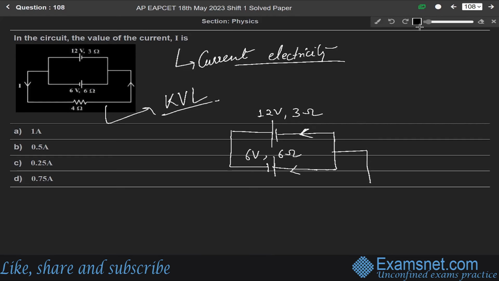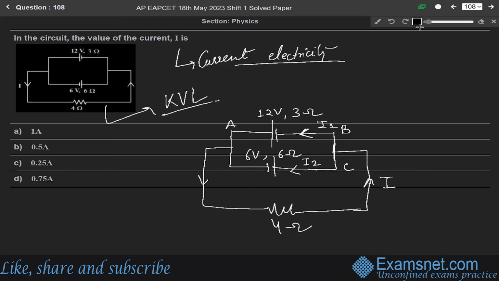This is current I, this is also current I, and here is a resistance of 4 ohm. Let us say I current is flowing in this direction. So this I current divides into 2 branches now. Let us say this is I1 and this is I2. Let us say this is A, this is B, C, D. Let us say this is E and this is F.